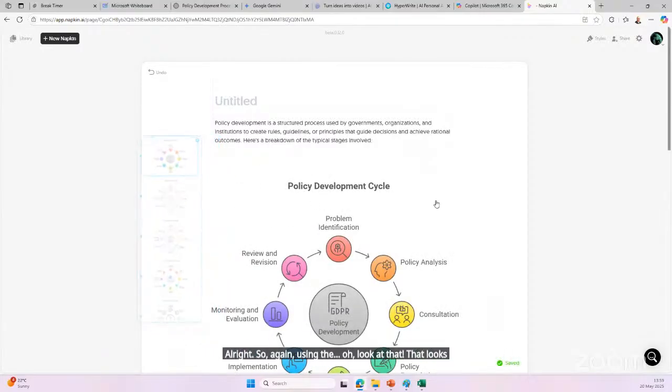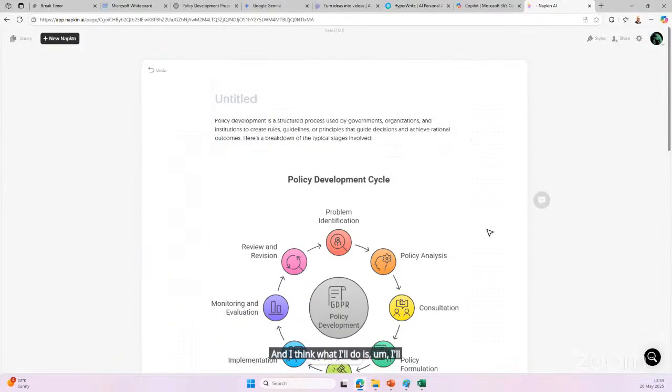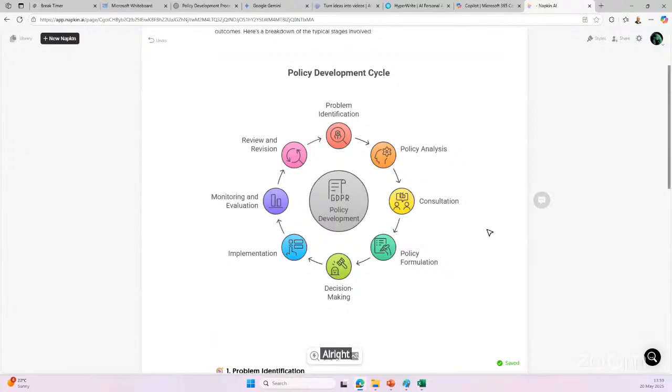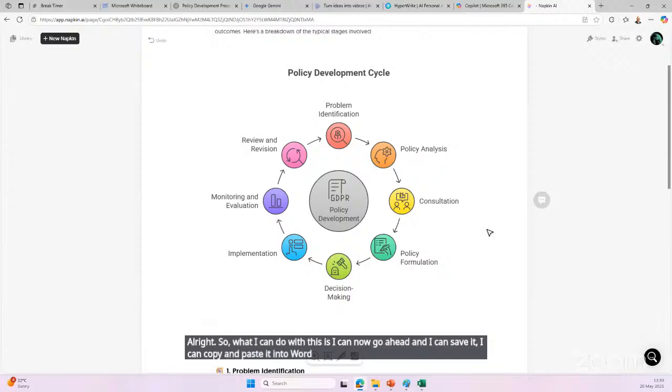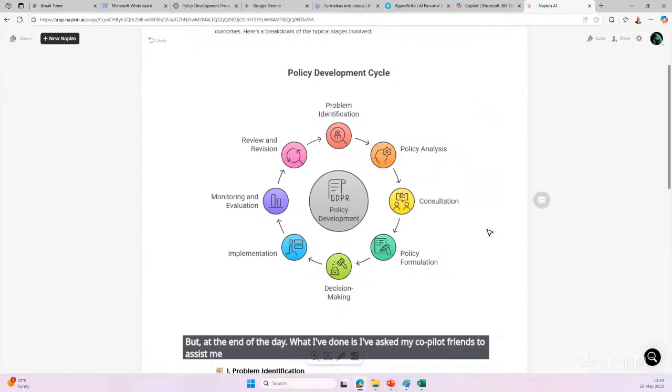All right. Look at that. That looks pretty decent to me, and I think I'll keep that image. So what I can do with this is save it, copy and paste it into Word, use it in a PowerPoint presentation, and so on. But at the end of the day, what I've done is I've asked my Copilot friends to assist me with the creation of something.